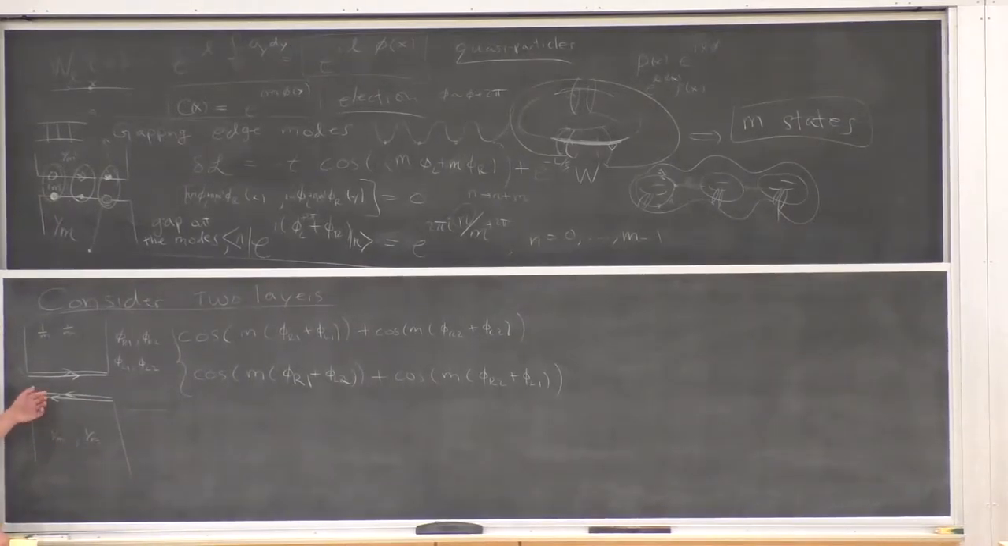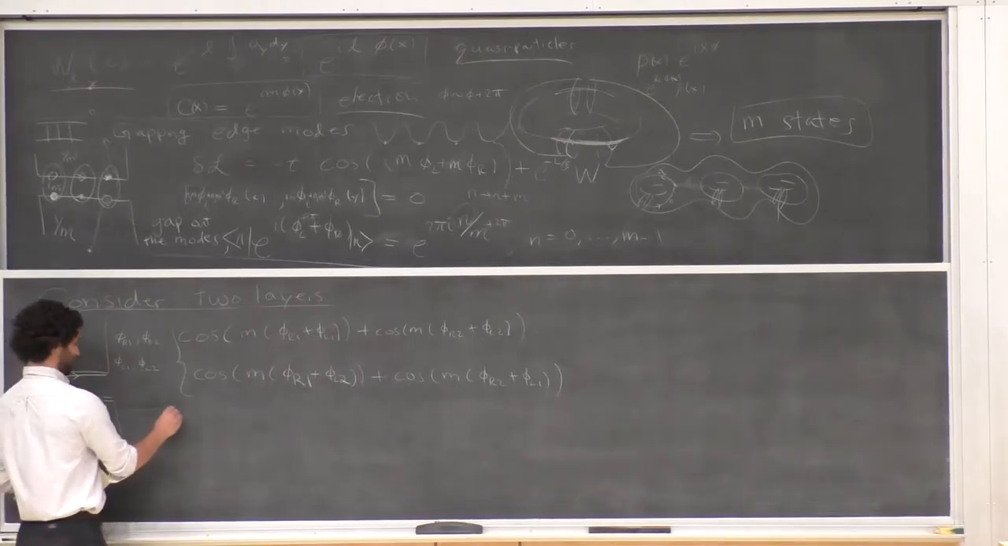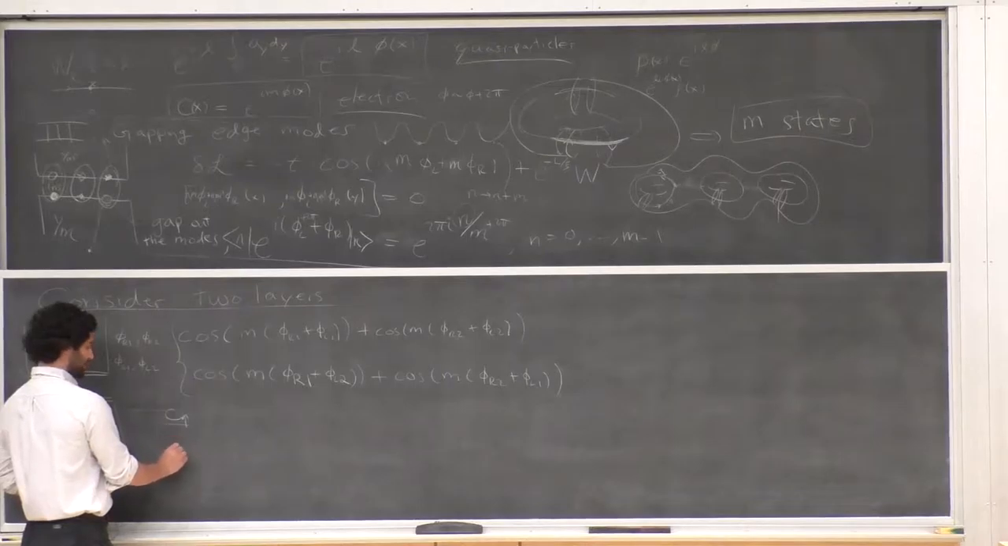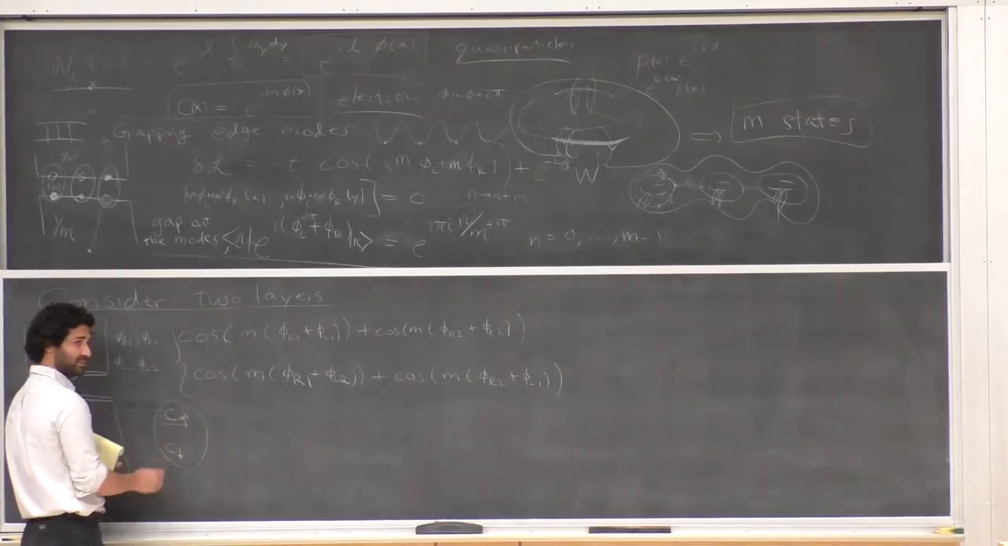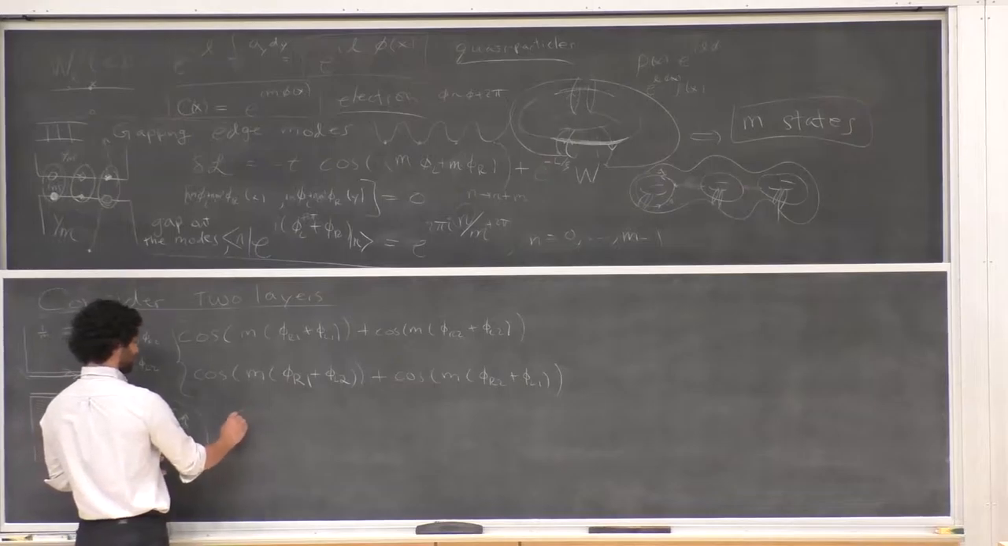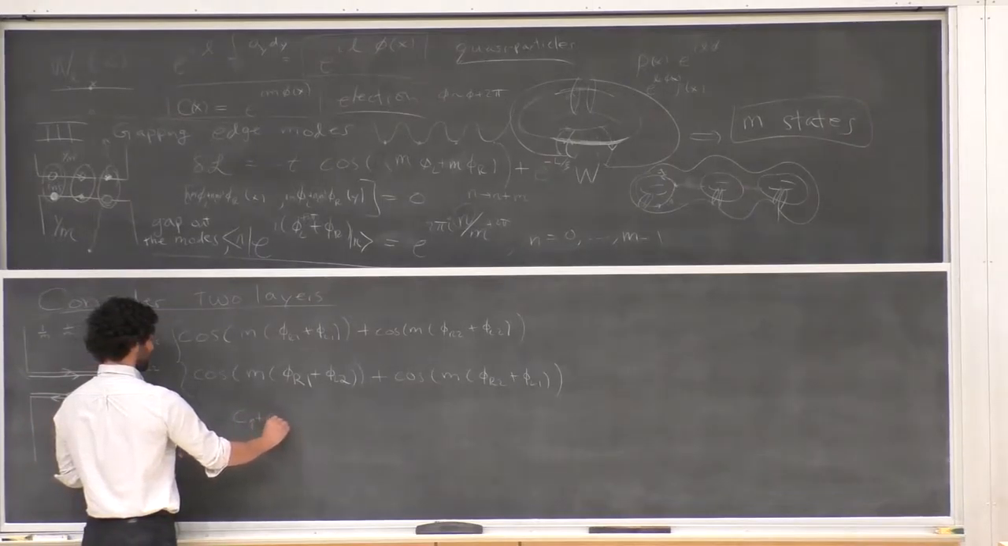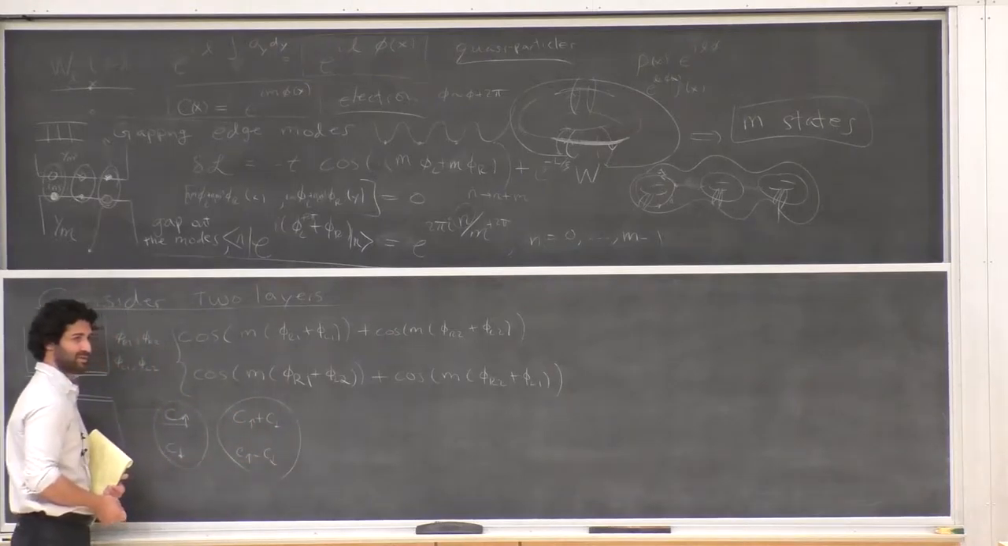Well, I guess one hint is you can make superpositions of integer quantum Hall states, in the sense that C up could be an integer quantum Hall state, C down could be an integer quantum Hall state. If both of these are in integer quantum Hall states, then it's also true that C up plus C down and C up minus C down are also both in integer quantum Hall states.